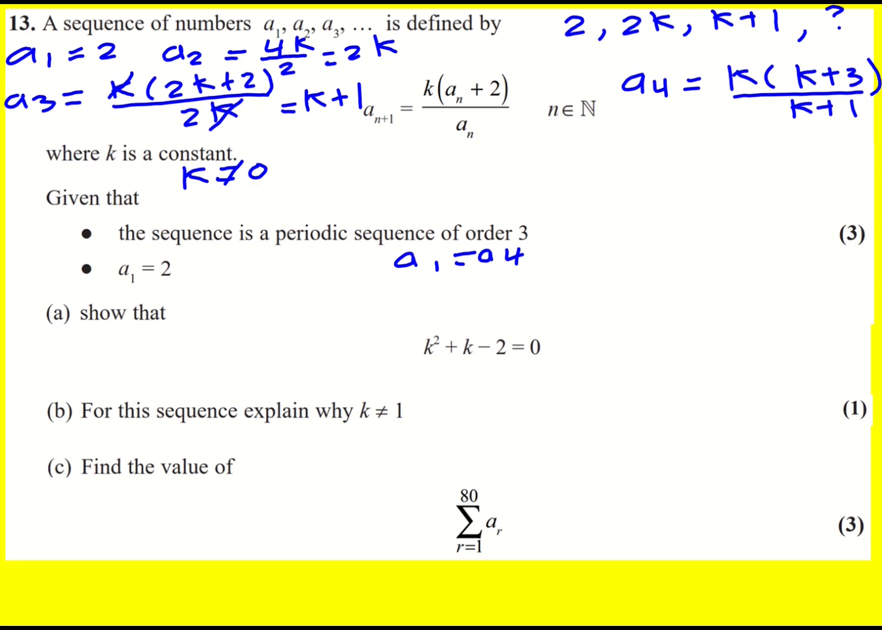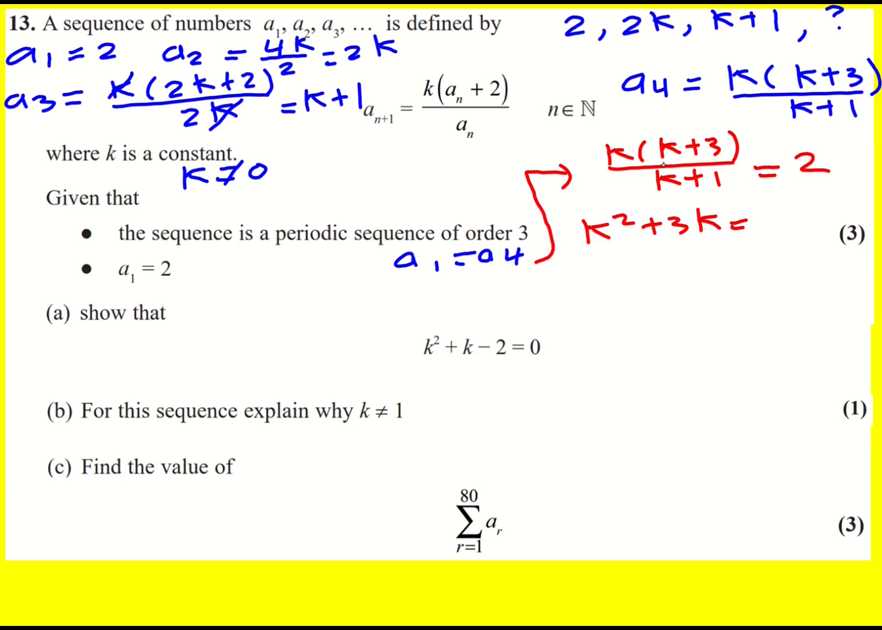It's absolutely fine. So what we can do is use this and say that K times K plus 3 over K plus 1 must equal 2. And therefore K squared plus 3K, I've expanded the bracket, and then I'm going to times by the K plus 1, is 2K plus 2, which means that K squared plus K minus 2 is 0. And that was what we're asked to find.